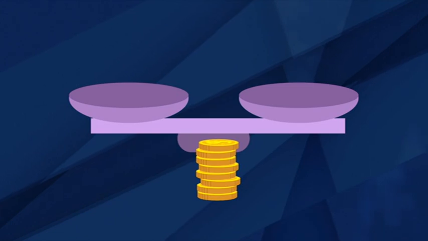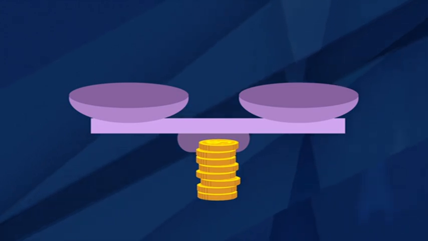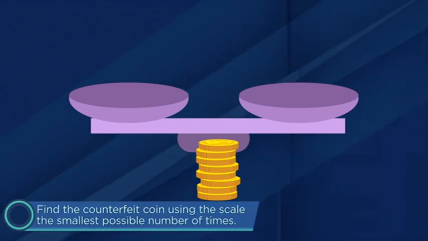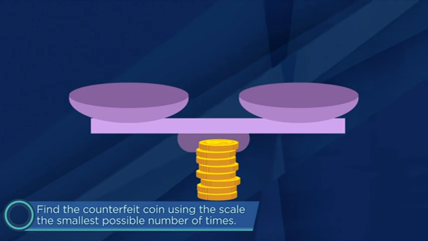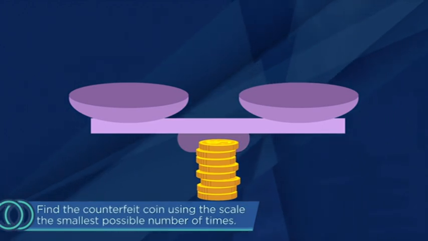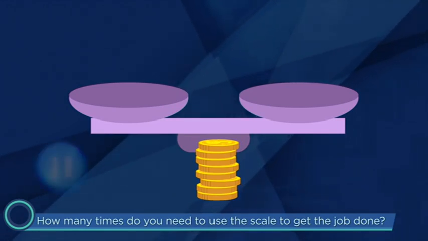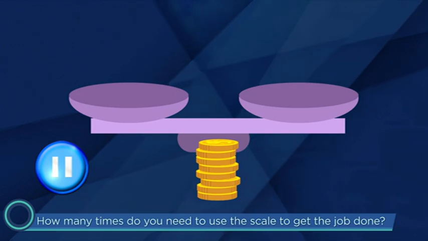You know, the kind with 2 pans, where you put some items on each pan to see if they balance. The problem is to determine which is the counterfeit coin using the scale the smallest possible number of times. How many times do you need to use the scale to get the job done? Pause the video and see what you come up with.